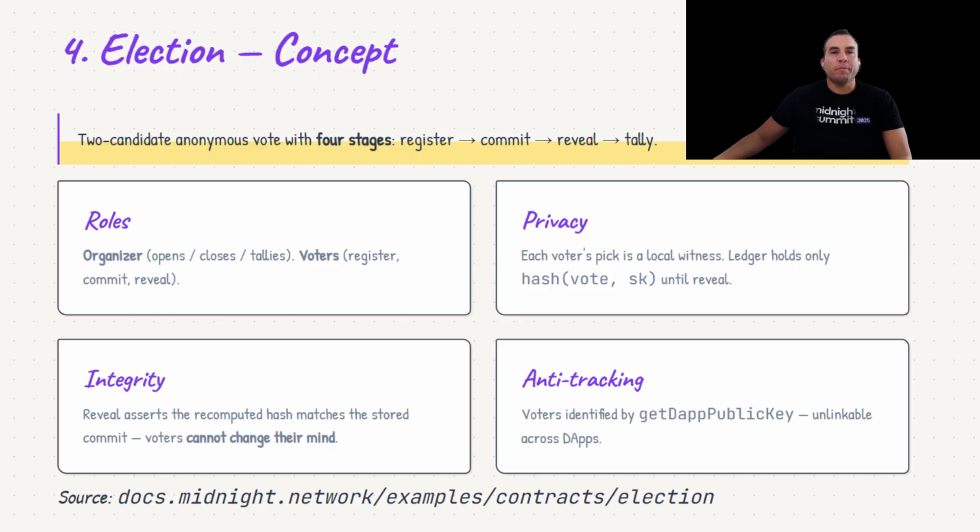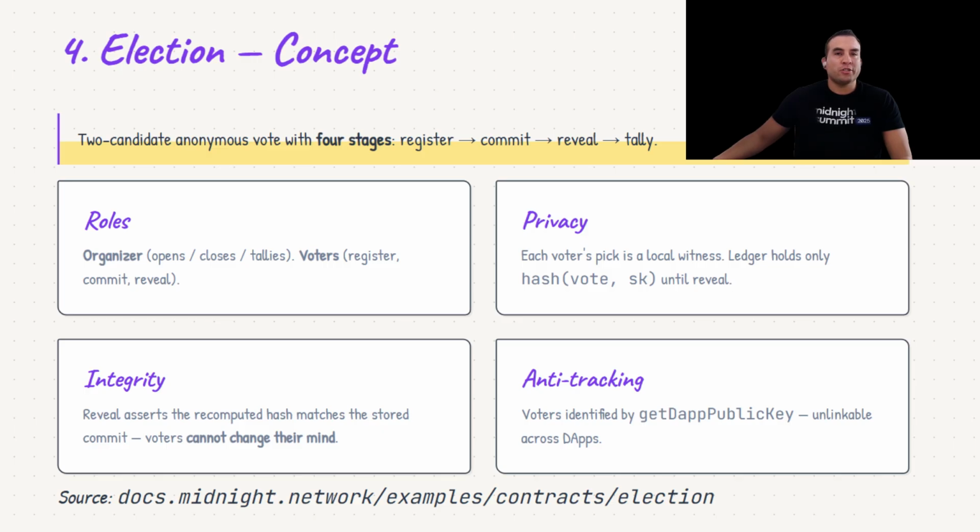Contract 4. Election. About 130 lines. And this is our boss level. Every Compact feature shows up somewhere in this file. A scenario: an anonymous two-candidate vote. Could be a DAO choosing between proposals, a neighborhood vote, whatever.